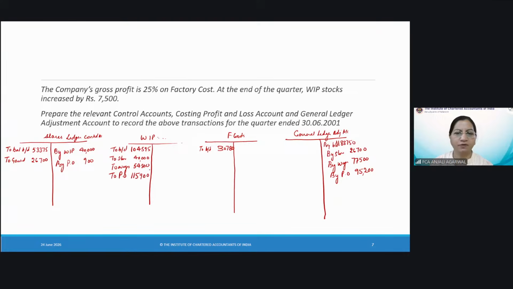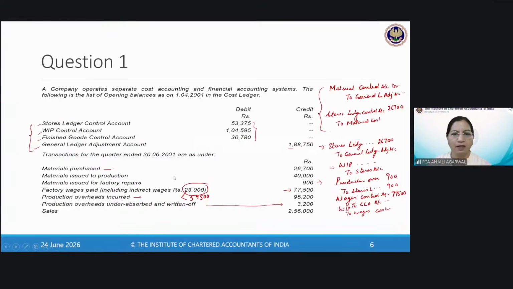Right? So production overheads are now incurred and recovered from WIP, and under absorption is written off to the costing P&L account. After this, sales information is given to us: 2,56,000.